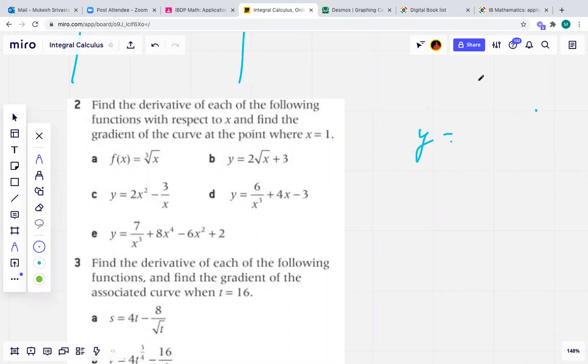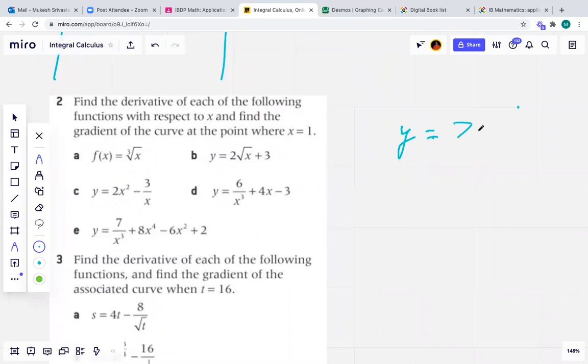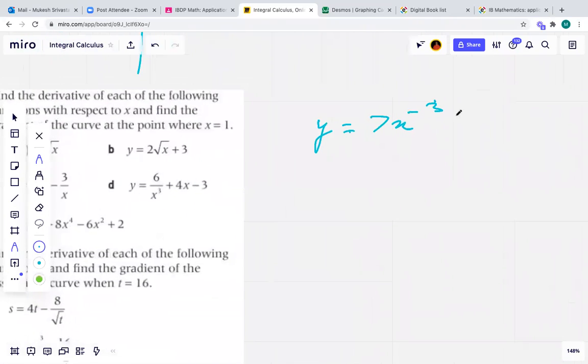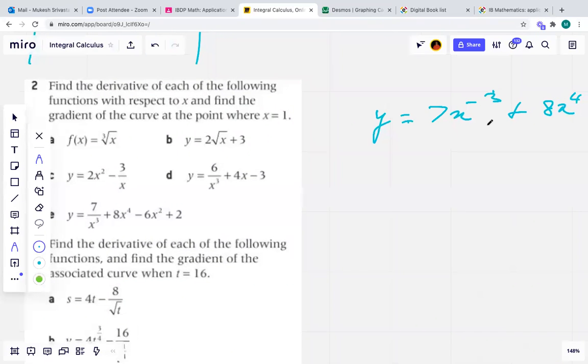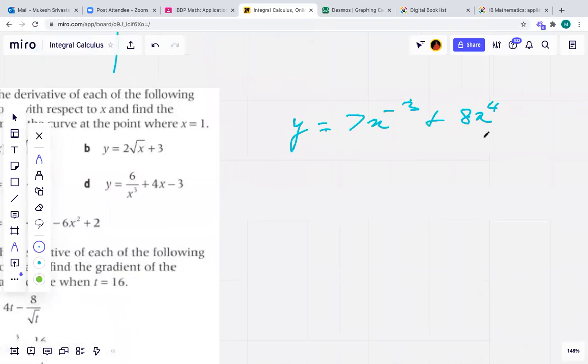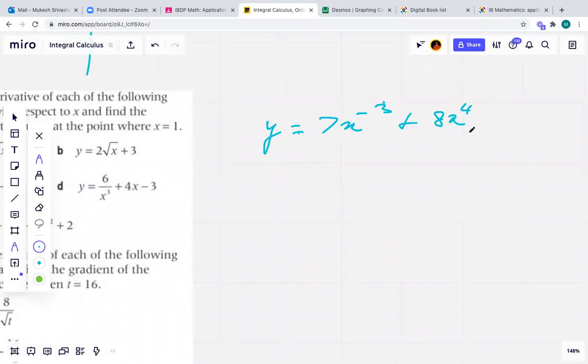7x cube is what? I will write y equals 7x raised to minus 3. The derivative of 7x to the power minus 3 is minus 21 x to the power minus 4, that is, minus 21 by x to the power 4.